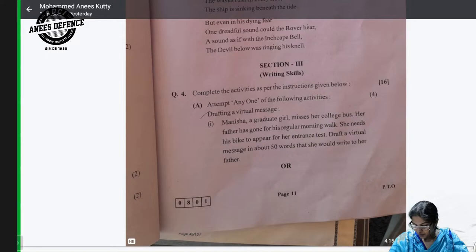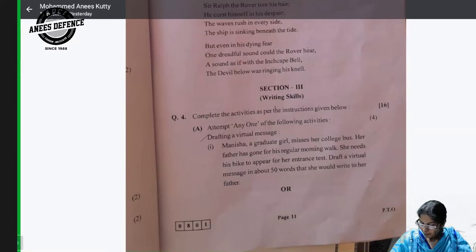Obviously, if it's a virtual message, it could either be an SMS message or it could be an email message, so to speak. So we'll just keep it simple. Let's assume it's an SMS message. So it'll be from Manisha, you'll have a date, and then you will say, "Hi, Dad.